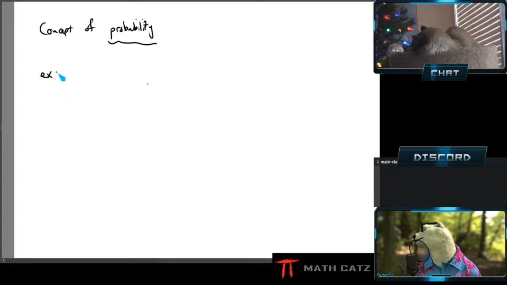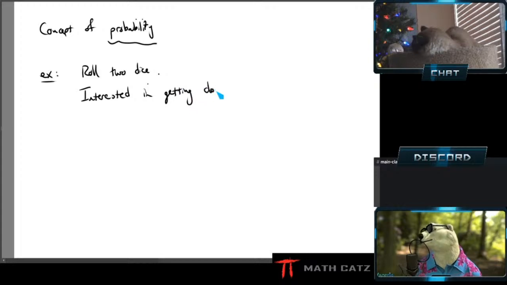So let's take an example. Let's suppose we roll 2 dice. They're different. Let's say a red and a blue die, whatever. And we're interested in getting a double, 2 of the same number. For example, we could have 2 ones, 2 twos, and so on. We're interested in that. Maybe we're playing a game and you get an extra roll if you roll a double or something, right? There's a special for sure.